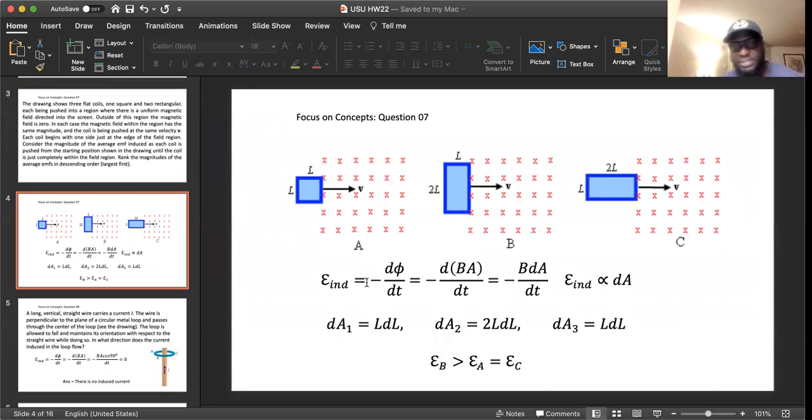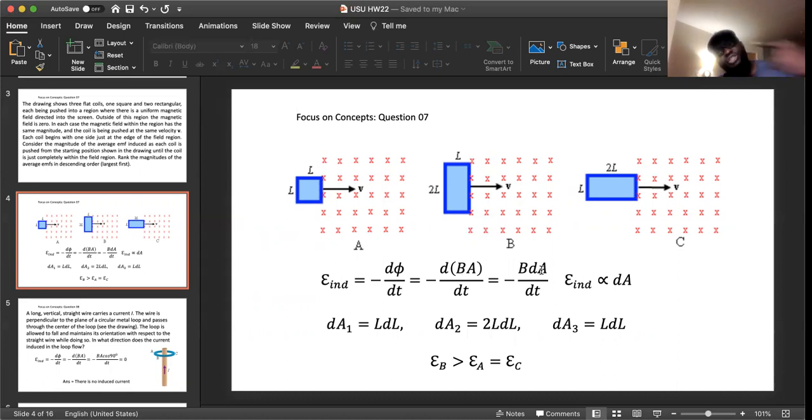Induced EMF is negative d phi dt with number of turns if you have more than one, but this is just one turn. They are just one flat wires. So that's why you don't see the N here. So phi is the magnetic flux, which is magnetic field times area. But we have a constant magnetic field going into the screen. So I bring the constant out, so it's going to be dA over dt. So what is changing now is the area as you move.